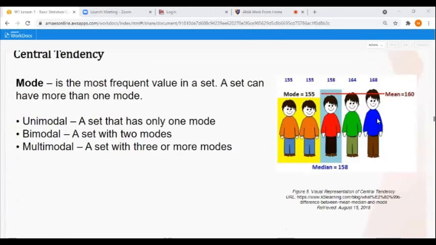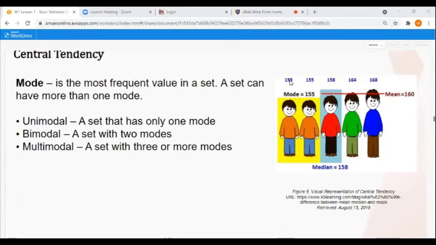Okay? So let us check this example here. We have 155 and 155, which occurred twice. 158 only occurred once. As you can see, there is no other 158 in the measurement aside from this one. The same goes with 164. There are no other 164 in the given measurement. And 168 as well, there are no other 168 here, just this one.